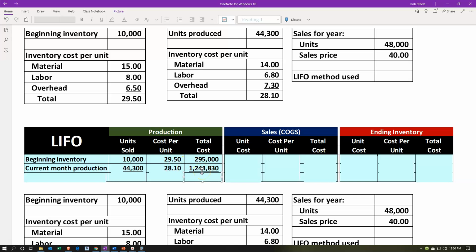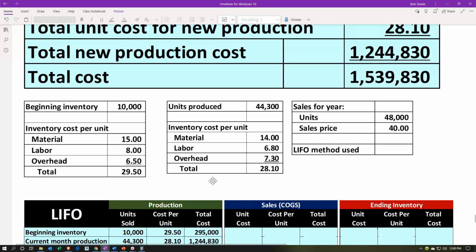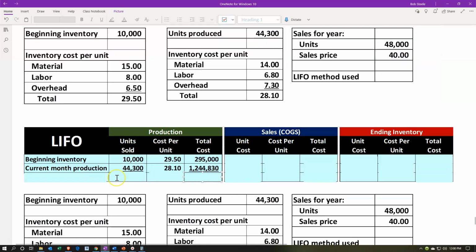And if we multiply the 44,300 times the 28.10, we get the $1,244,830, the same as this number up top. That means in units, we have available to sell 53,300, and in cost, that means in dollars, that comes out to $1,539,830, comprising 10,000 units at $29.50 and 44,300 units at $28.10.